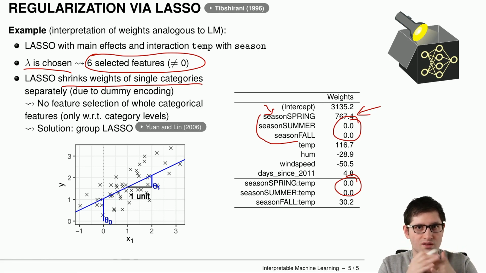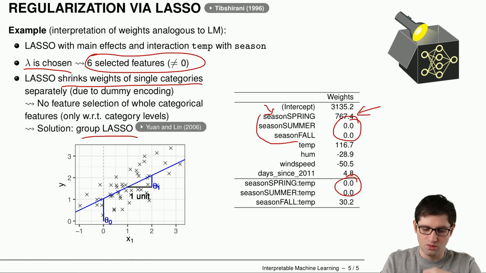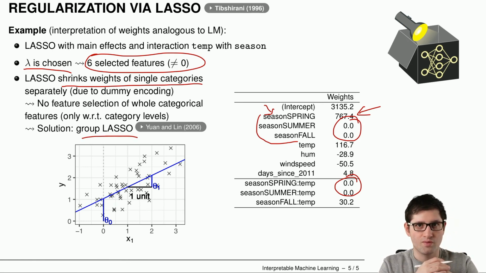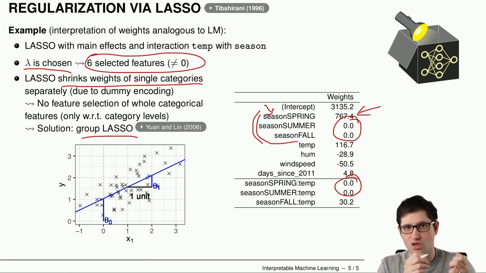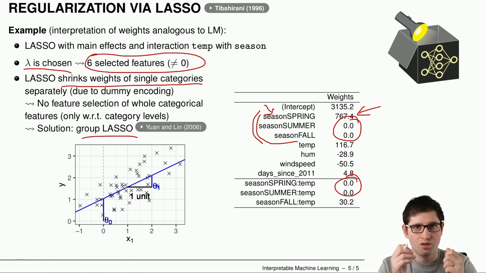And if this is unwanted, there's an extension, the group LASSO, where you can tell the LASSO algorithm to treat these 3 coefficients as a group and either push all of them towards 0 or none of them towards 0, which would then be equivalent to selecting that feature completely out so that you can remove it from the data set, so to say.